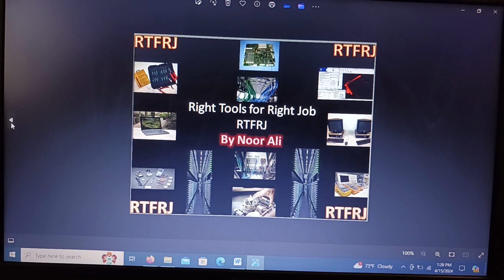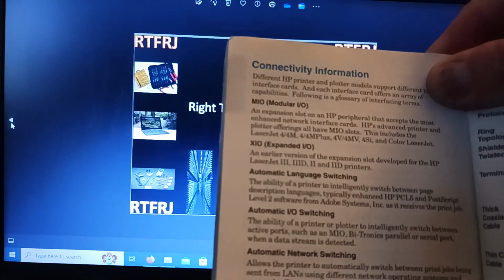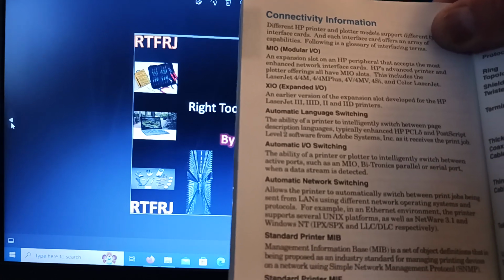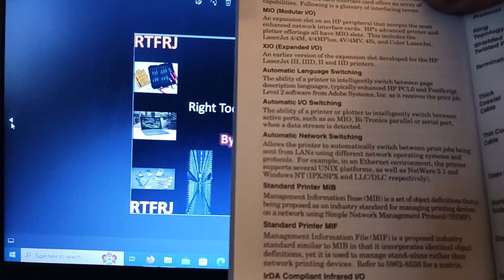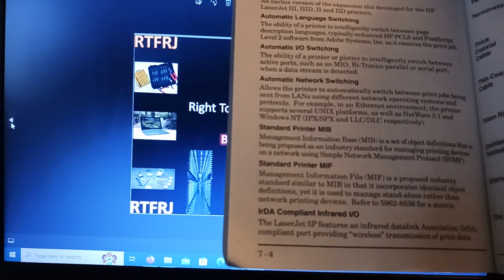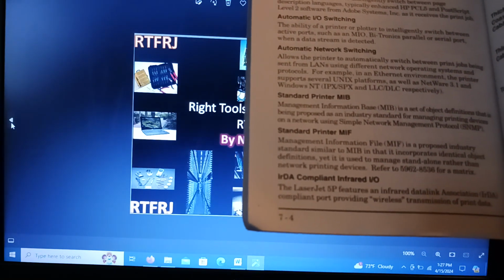Today we're going to understand connectivity information. Connectivity, that's a weird way of pronouncing it, but what can I do? Been in Texas for so long, you become kind of a Texan. So here are some terms: MIO, modular IO, expanded IO, automatic language switching, automatic IO switching, automatic network switching, standard printer MIB, standard printer MIF, IRDA compliant, infrared IO.